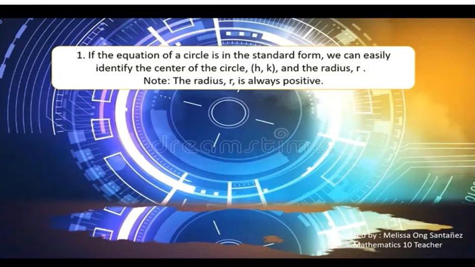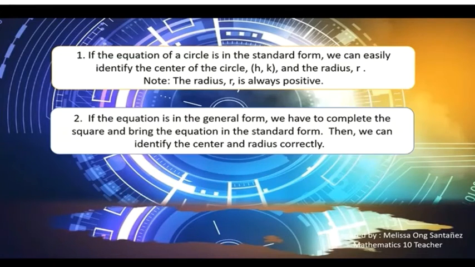Why? Because of the formula r squared. So whether you have a radius of negative value because you counted from the left-hand side of the Cartesian plane from the origin, when you square the negative number, it will turn into positive.